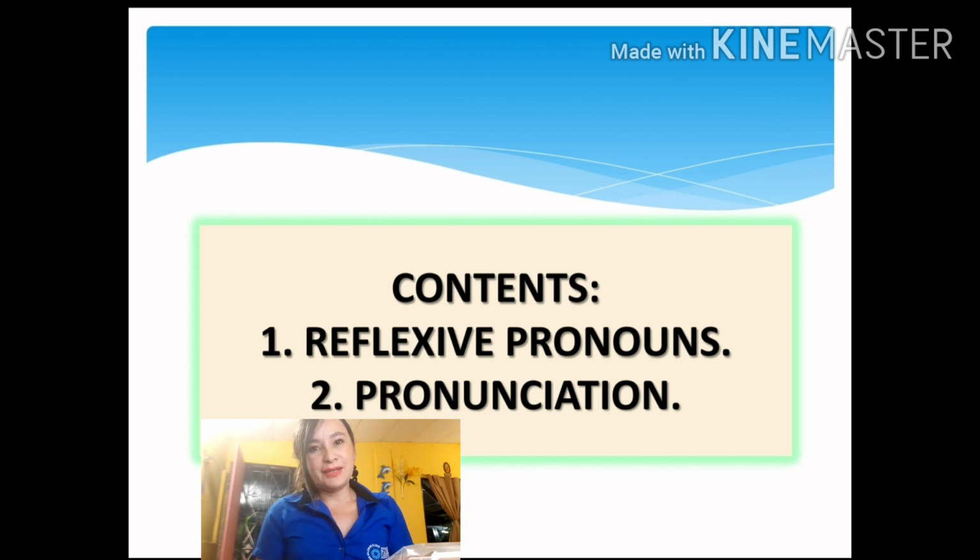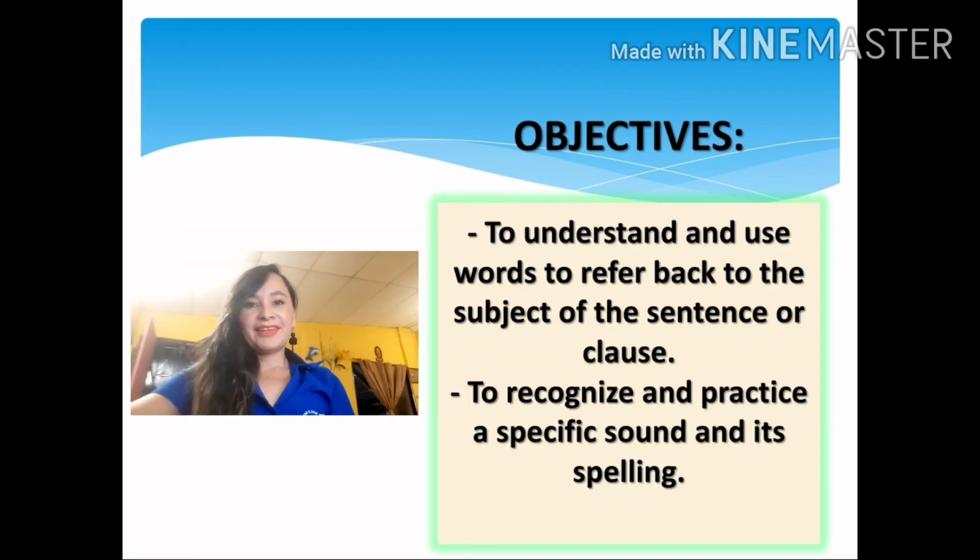The contents in which we are going to study today are reflexive pronouns and pronunciation. The objectives for this class are to understand and use words to refer back to the subject of the sentence or clause. This is the first objective we are gonna follow. Then the objective number 2, to recognize and practice a specific sound and its spelling. This is related with the second content, that is pronunciation.